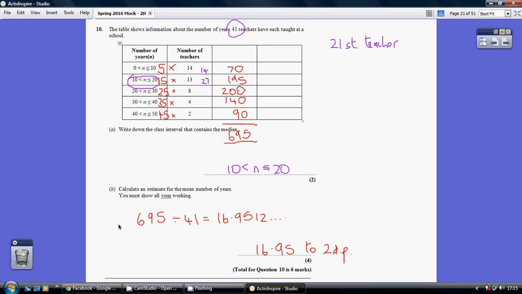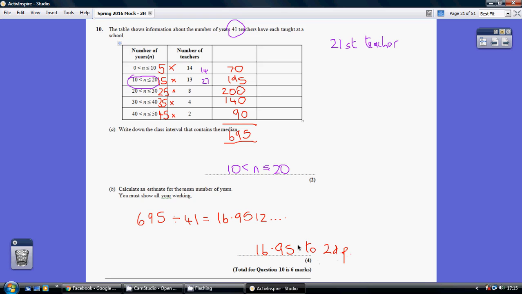So we spread those 695 years across the 41 teachers to see that each teacher has worked an estimated mean number of years of 16.9512... It didn't tell us how accurate to be, so it's your choice, but just make it clear what you've done. I've said 16.95 to 2 decimal places.